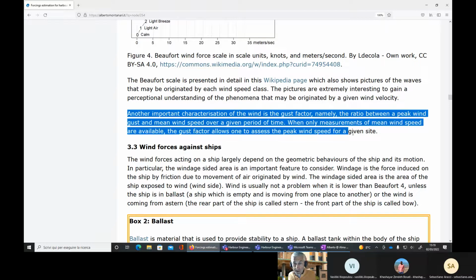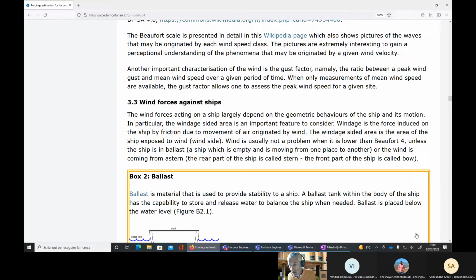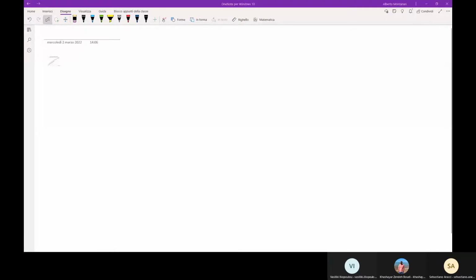And now let me emphasize another important concept, which is the gust factor. So now let me go back to my blackboard. Okay, so what is the gust factor? It is the ratio between a peak wind gust and mean wind speed over a given period of time.